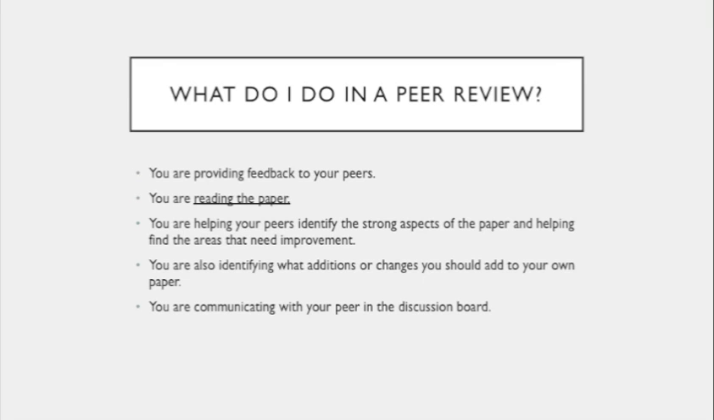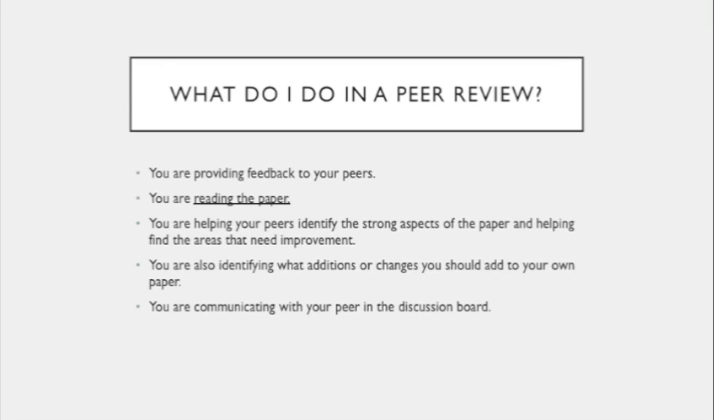And that is a good question. What exactly do you do in a peer review? You are providing feedback to your peers. That's the number one thing that you are doing. You are reading the paper. In order to provide feedback, make sure you read the paper first. You are helping your peers identify the strong aspects of the paper and helping find the areas that need improvement. You are also identifying what additions or changes you should add to your own paper. You are communicating with your peer in the discussion board.